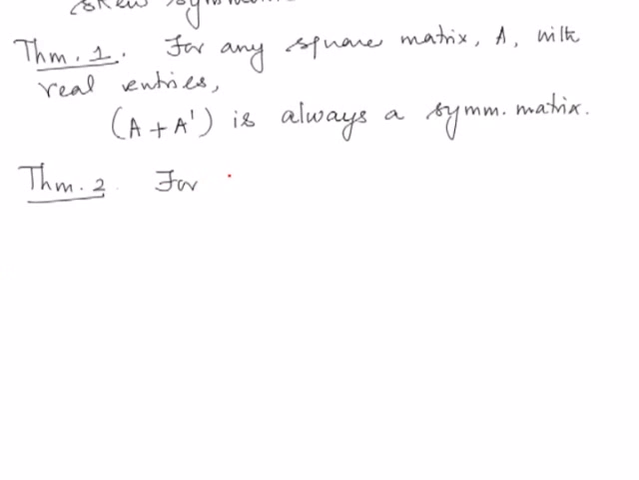For any square matrix A, A minus A dash is always skew symmetric.